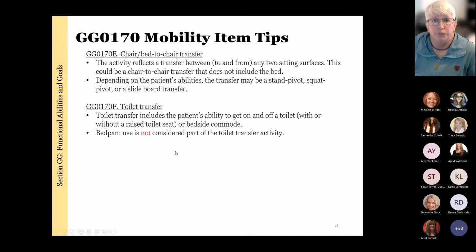F is the toilet transfer. And this includes the patient's ability to get on and off the toilet. Again, we don't care how they got there. So this is just part of the M1840. A bedpan use is not considered in the toilet transfer activity task.